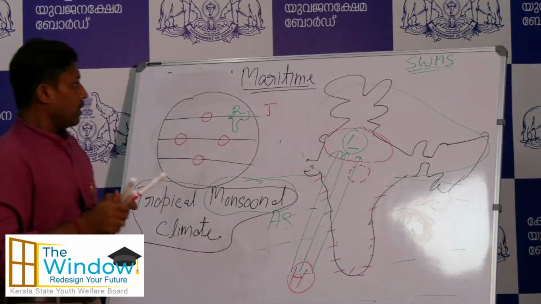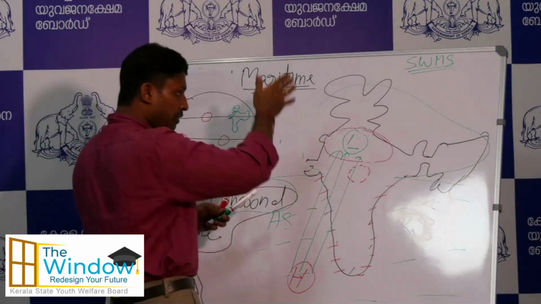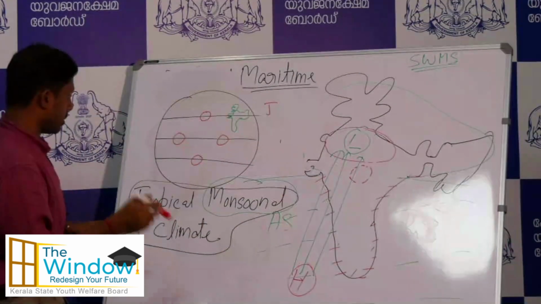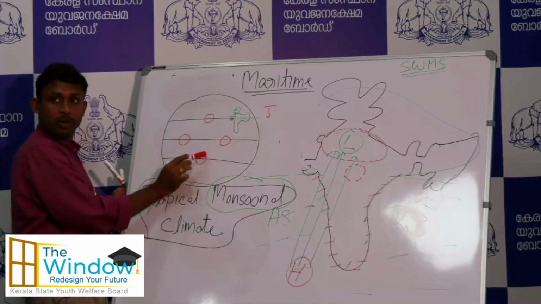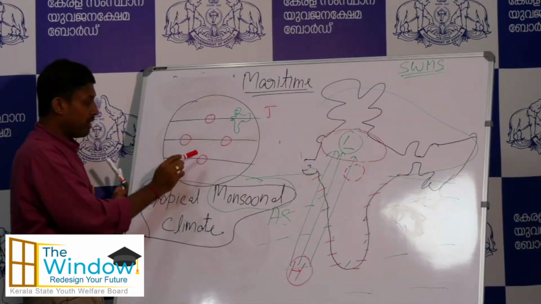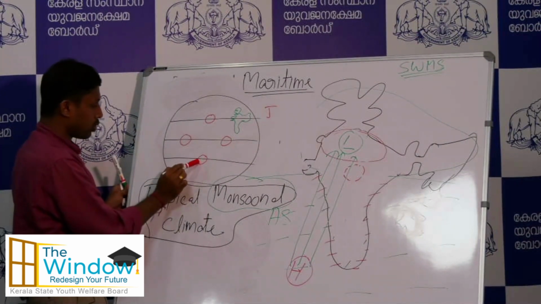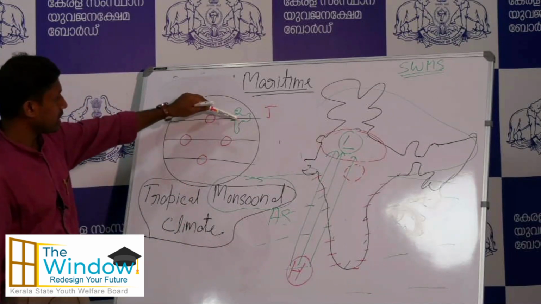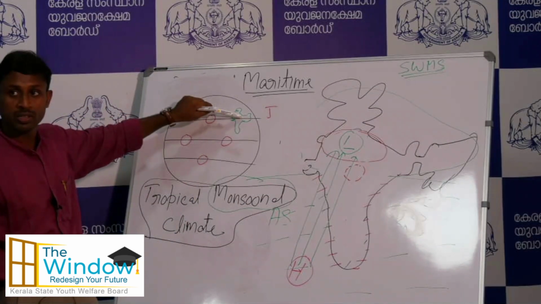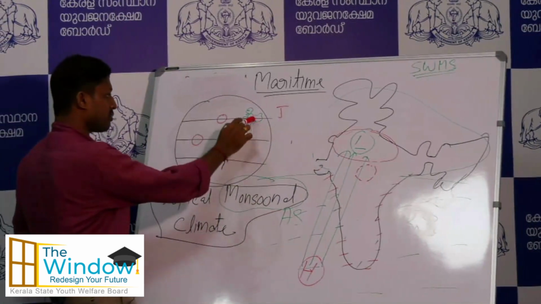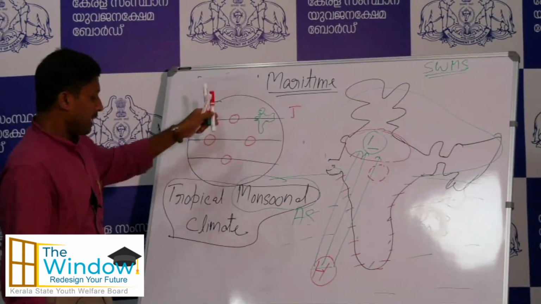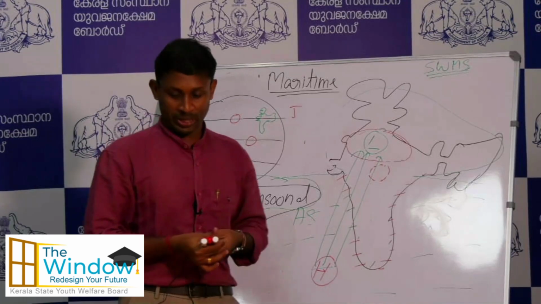Now, just after 6 months, if you look at the situation, the sun is at the Tropic of Capricorn, as you can see here. When the sun is at the Tropic of Capricorn, can I say India receives very little insolation? Let me explain these things with a practical example, okay?